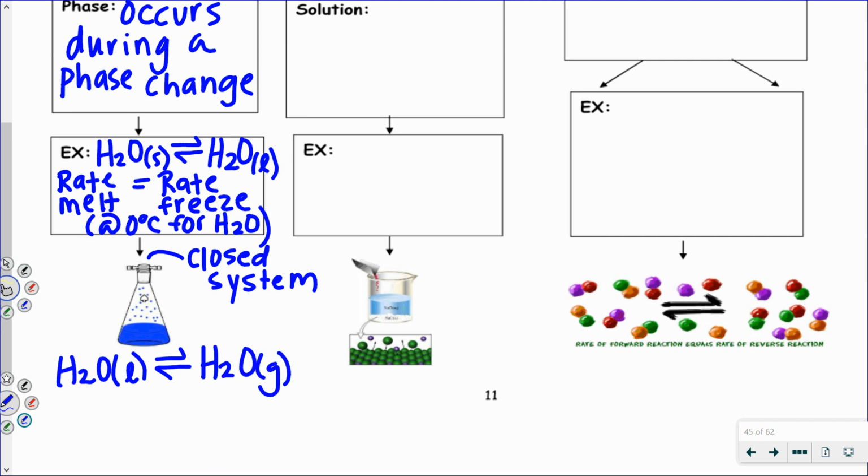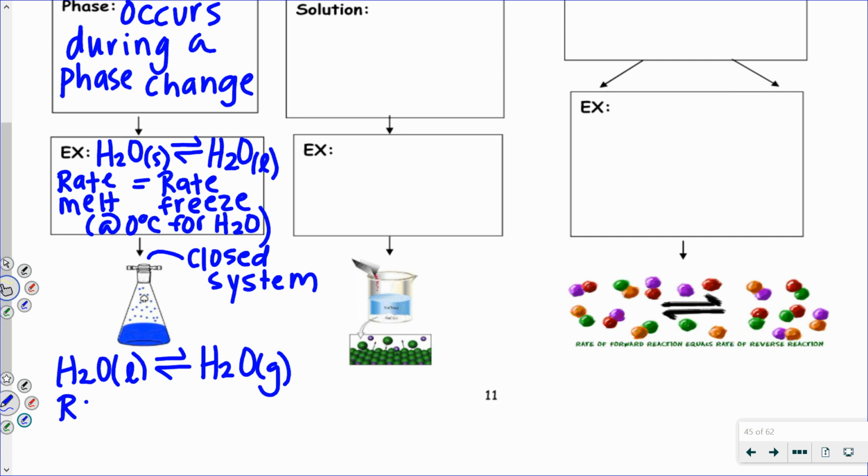Right? Notice it's a reversible reaction. The rate at which the liquid forms a gas, or the rate at which it evaporates, is equal to the rate at which it condenses or turns back into a liquid. Notice I'm not saying the amount of liquid and the amount of gas are equal, because remember, concentrations are constant. It's the rates that are equal.